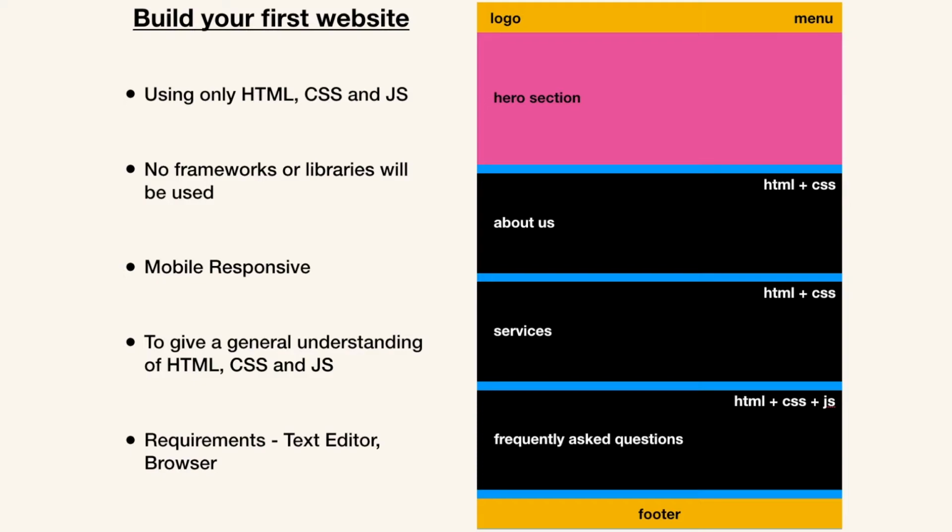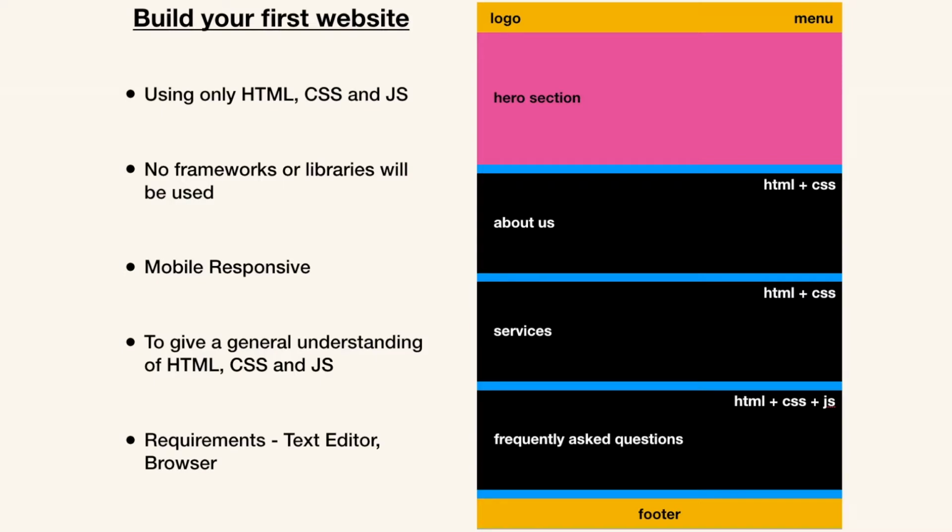Followed by that we'll have a services section with a few cards. And then we'll have a frequently asked questions section, which is going to be a little more complicated. We will use some JavaScript. We will build it like an accordion, so it's a little more interactive. You have to click to see something. And then finally we are going to have a footer. This is the structure. So let's not waste further time and get started.